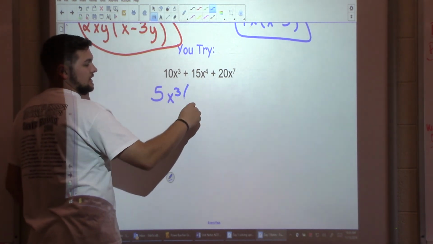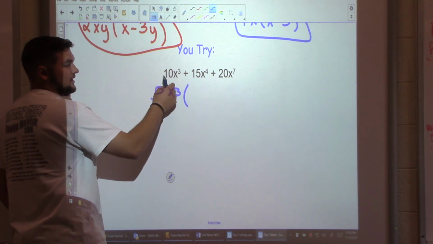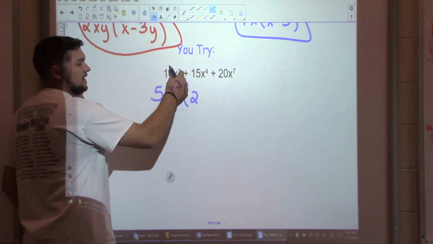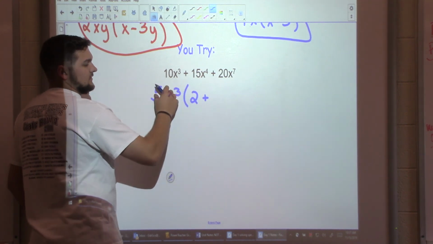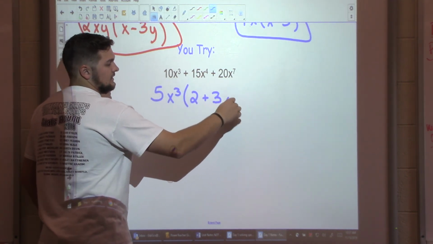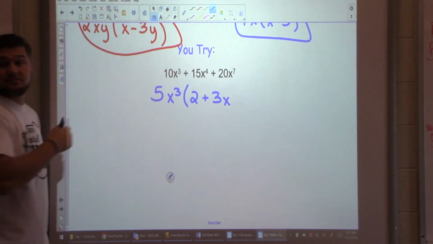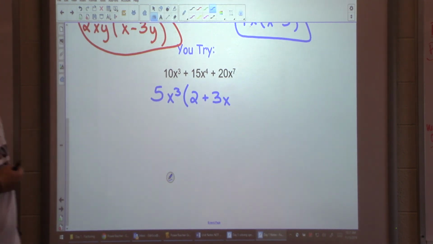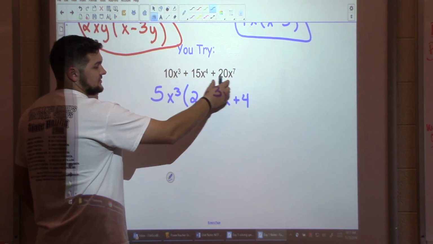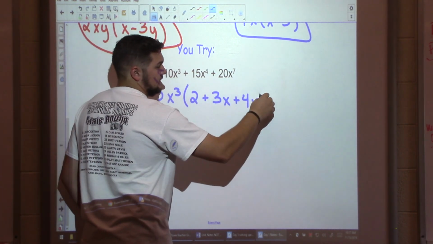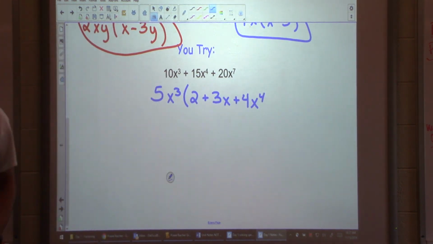3rd power. Good. This first part, 10 divided by 5 is 2. I took 3 x's out, so I'm left with just 2, plus 15 divided by 5 is 3. I'm left with 1x because I took 3 of them out. The last part, 20 divided by 5 is 4. I had 7 to start with. I took 3 out. I'm left with x to the 4th. That's my final answer.